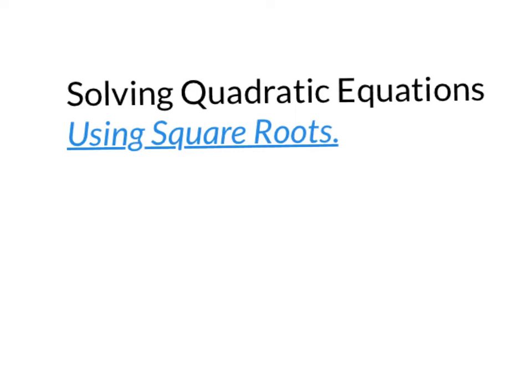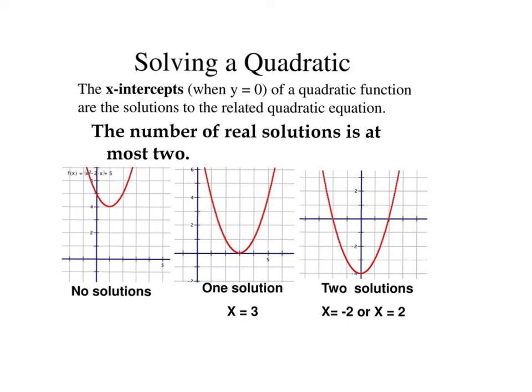All right, in this video lesson, we will be solving quadratic equations, but specifically we will be using square roots. Now let's remember when we talk about solving quadratic equations, we're looking for the point where the graph, which is a U shape, intersects the x-axis. So sometimes, as you have already seen, we have two solutions because the U shape intersects the x-axis twice, okay?